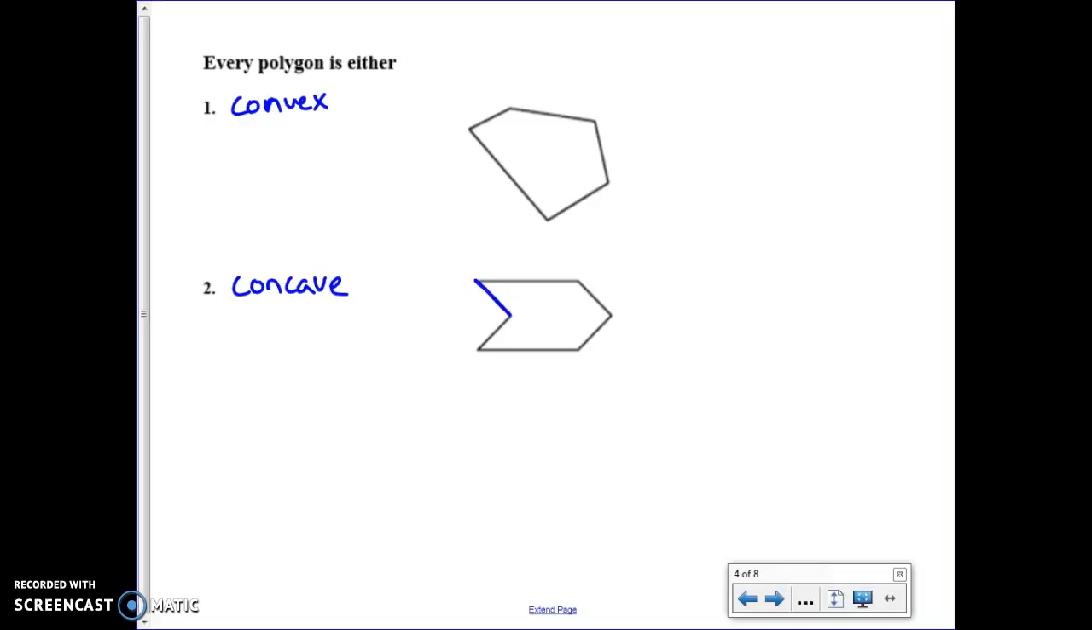So this part right here is concave. And the way you can test is if I extend this line, it goes through and hits another side. So I can tell that this is concave because it's hitting this side across right there. Whereas if I extend any of these lines, it's not going through the figure anywhere. So that's convex. So concave, the figure is caving in.